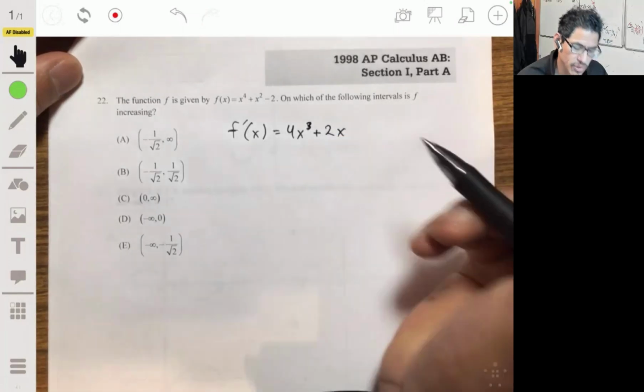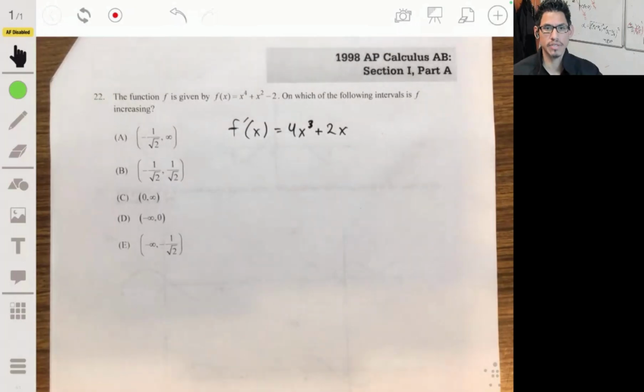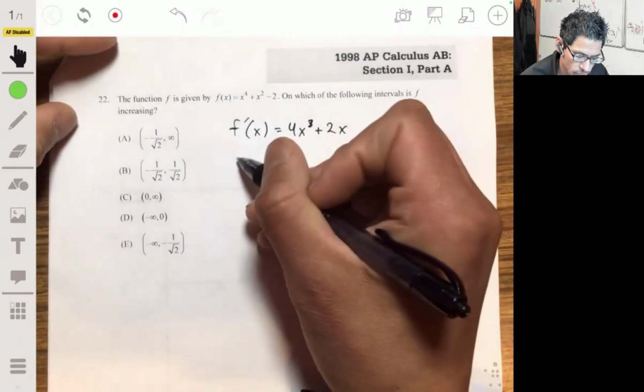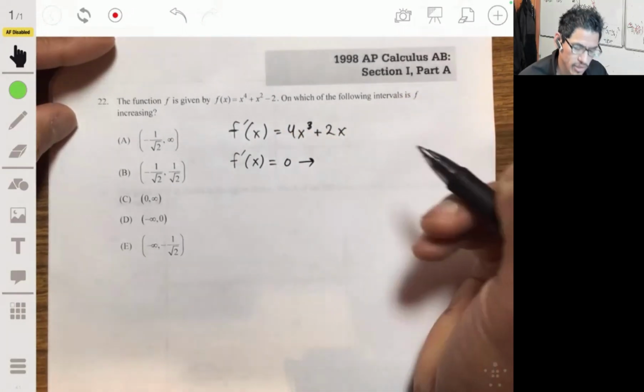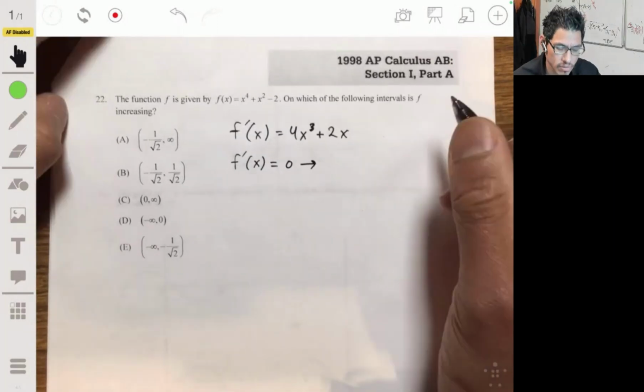And then we want to see what the sign is. If it's positive, it's increasing. If it's negative, it's decreasing. So we look first for the zeros. We try to find where the derivative is equal to 0, and then we look at what's going on after and before that 0.